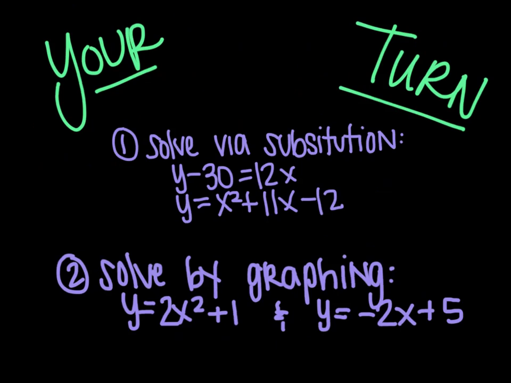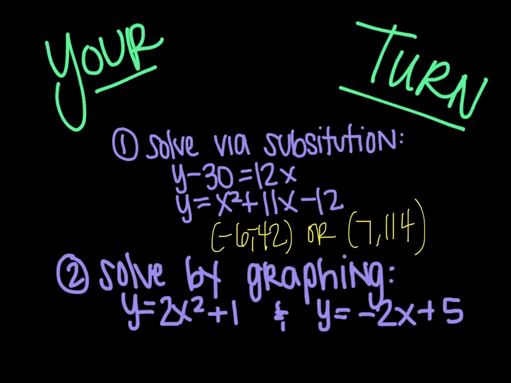It is your turn to solve via substitution and by graphing. We will talk about the graphing one in class, but you can go ahead and do both of them, and I will give you the answer to substitution when you are done. So go ahead and pause. All right, negative 6, negative 42, or 7, 14 for number 1. And I actually decided to write down the answers for number 2, but hopefully you can see if you got that right based on looking at your graph.